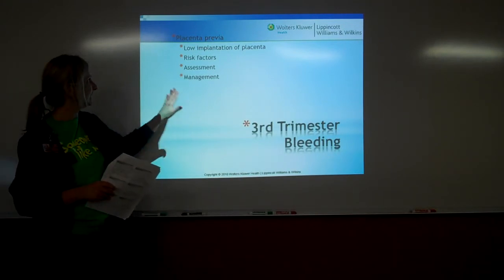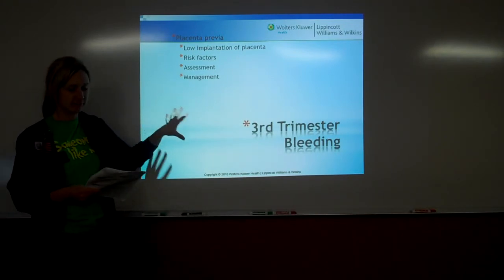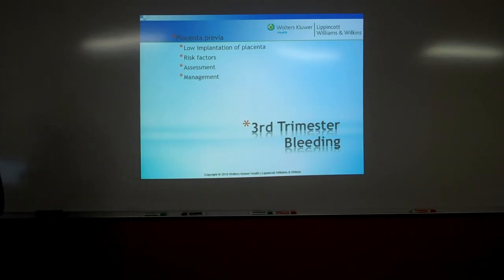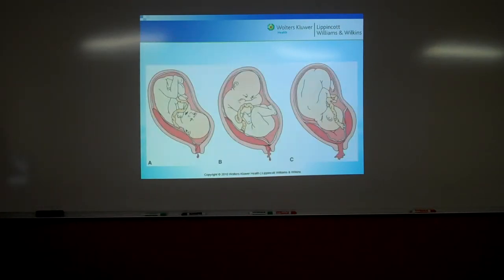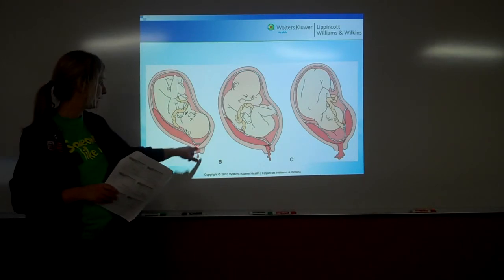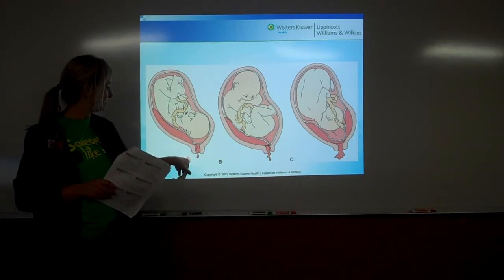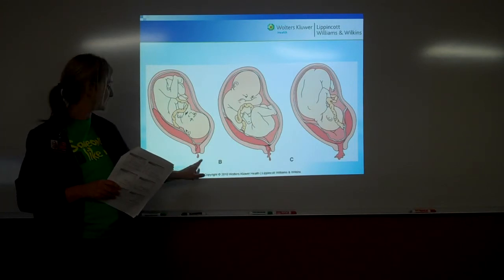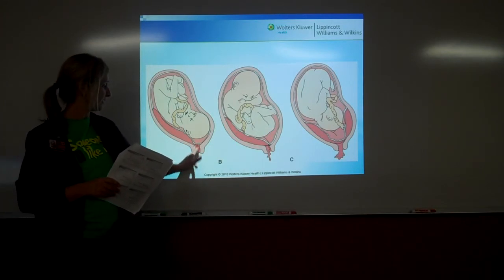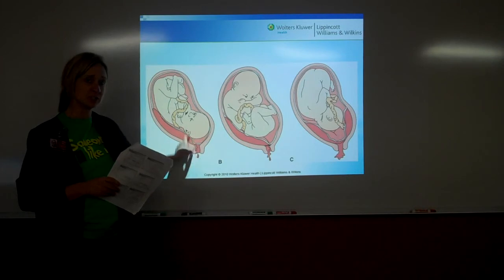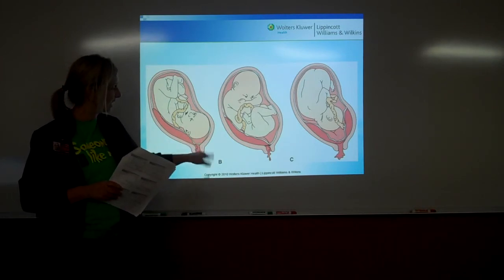You will have painless vaginal bleeding. And here's pictures. A lot of times they'll do bed rest. Sometimes it resolves on its own. Absolutely no cervical exams if you know this or suspect this, because if you go in there with your fingers, you may cause a hemorrhage. You may tear that placenta away.